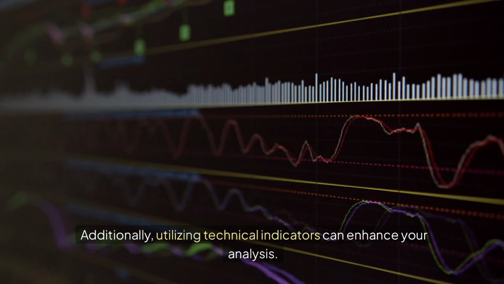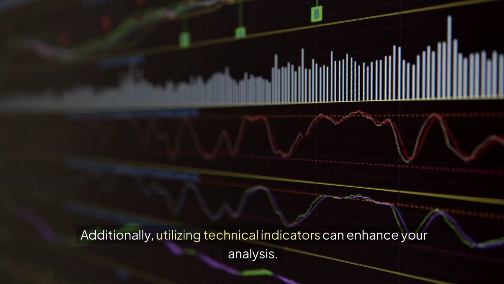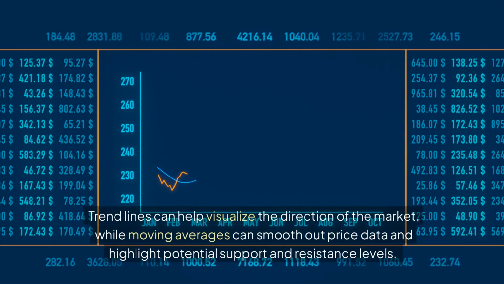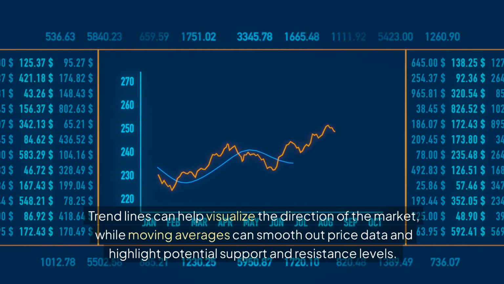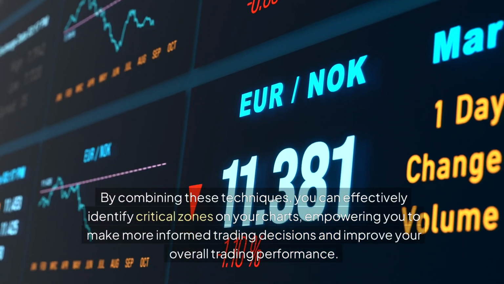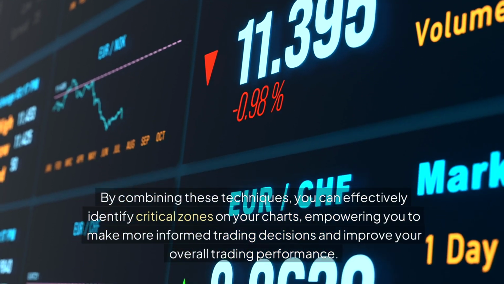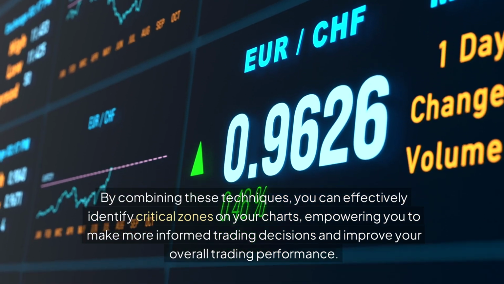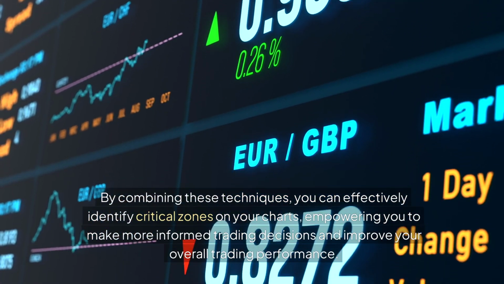Additionally, utilizing technical indicators can enhance your analysis. Trend lines can help visualize the direction of the market, while moving averages can smooth out price data and highlight potential support and resistance levels. By combining these techniques, you can effectively identify critical zones on your charts, empowering you to make more informed trading decisions and improve your overall trading performance.